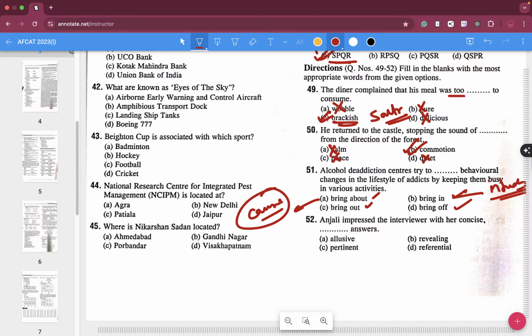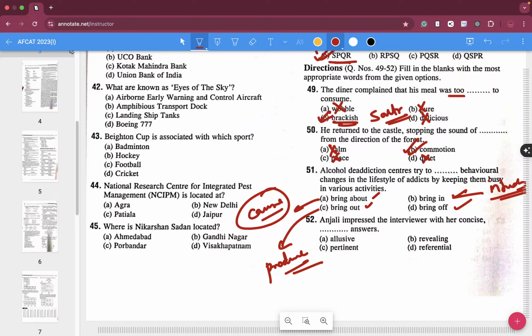Cause behavioral change. Bring out means produce. Maybe a journal, maybe a magazine or something like that. So that is the meaning of bring out.